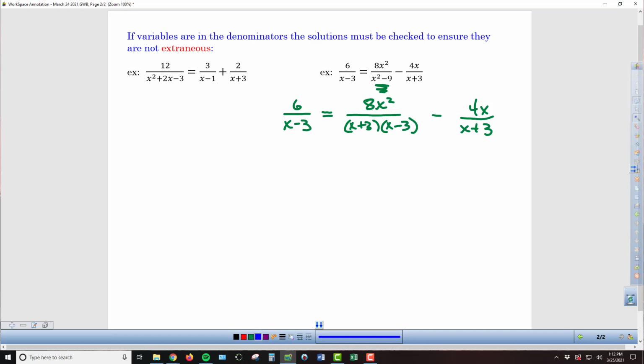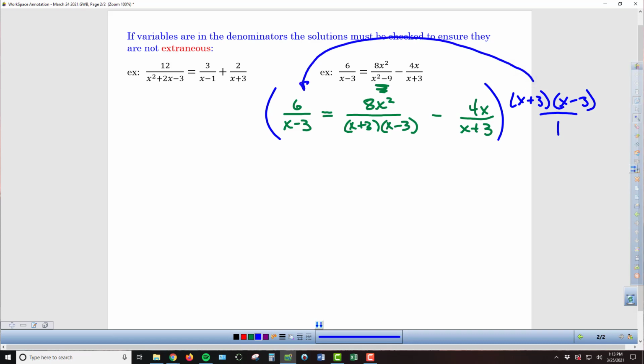So I'm going to multiply all of these by (x+3)(x-3)/1 to guarantee that I can get rid of all of my denominators and end up with a relatively ordinary equation to solve. So, giant distributive property set up here. We've got (x+3)(x-3)/1 times 6/(x-3).